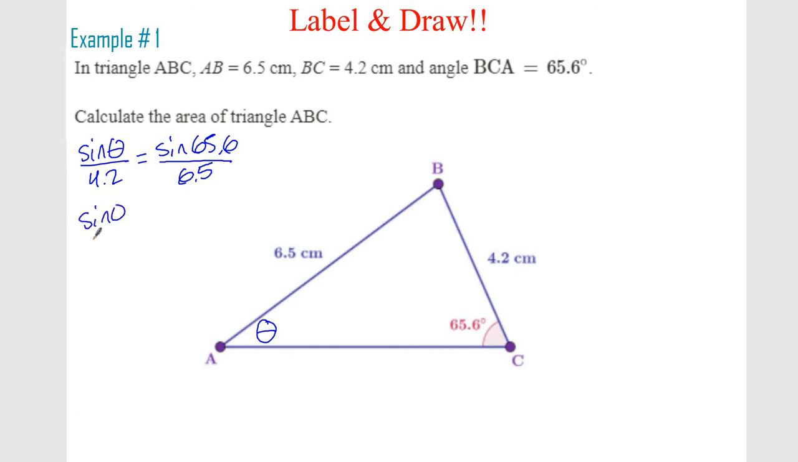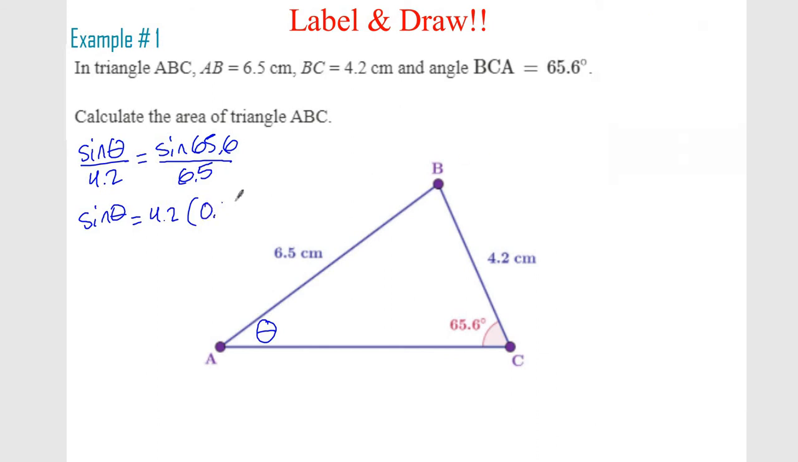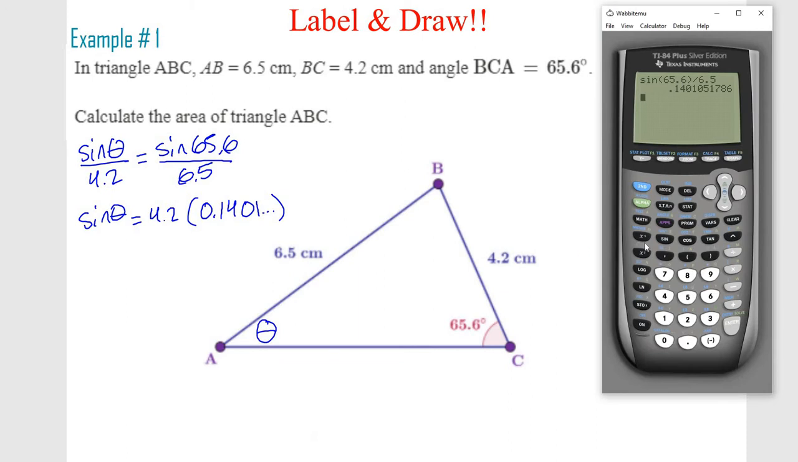So we're going to get sine of theta equals 4.2 times all of this. Well, we can just put the abbreviated, as long as our calculator has the exact one. So that was 0.1401, 3 dots. All right, so then we do 4.2 times that answer. So 4.2 times second negative sign. Okay, so now we get 0.5884. So now we're going to take the inverse sine of that.